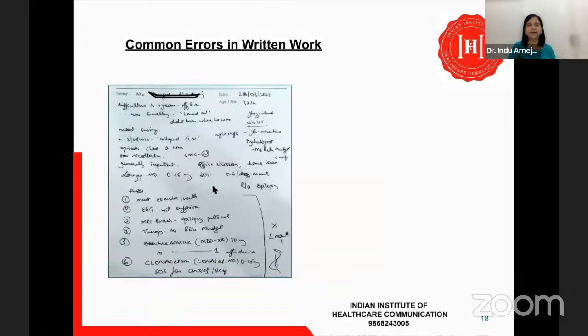This is another sample that I'm showing to you. One of the patients who came to me, and this is what the treatment plan written. I've just covered the name because I don't want the name of the patient to be read. Now, common errors that you will get to notice with the work: handwriting is always a challenge.